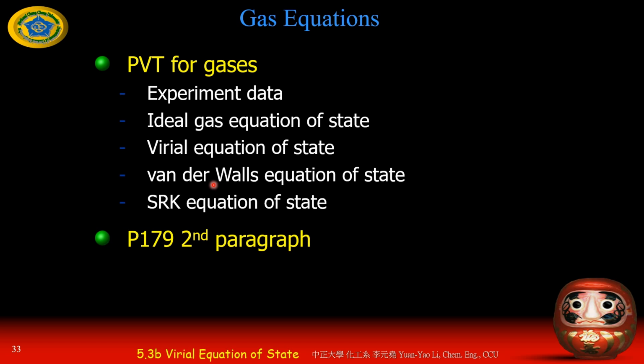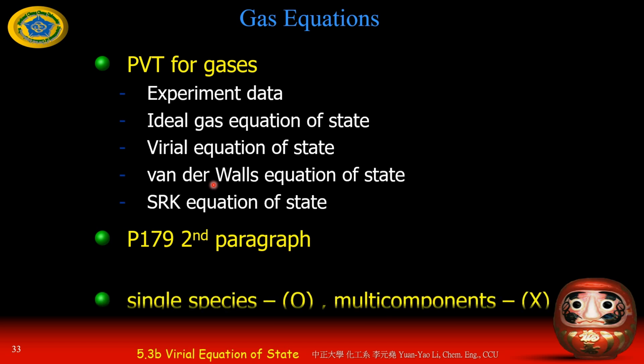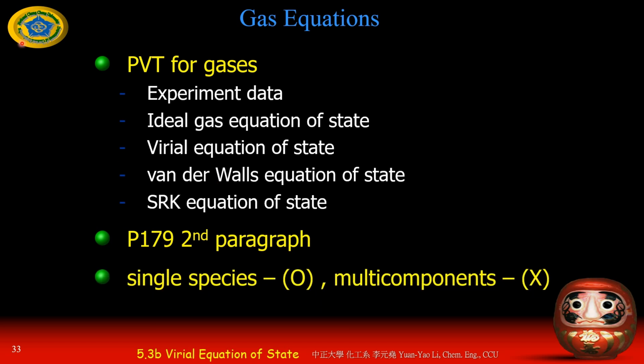Okay, so you have page 179, you have some paragraphs, 179. So please read it by yourself. And the equations I introduced to you are all related to single species. For example, the virial equation of state, van der Waals equation of state, SRK equation of state, they are only applied to single species, not for a mixture gas. For multiple components, like a mixture of nitrogen, carbon dioxide, or hydrogen, this cannot be applied.